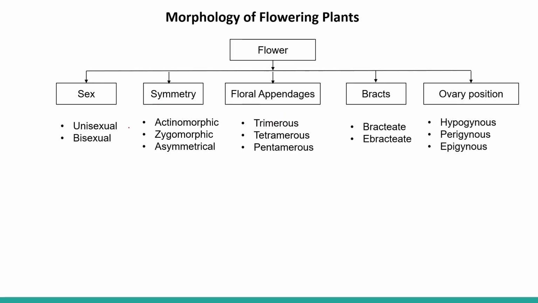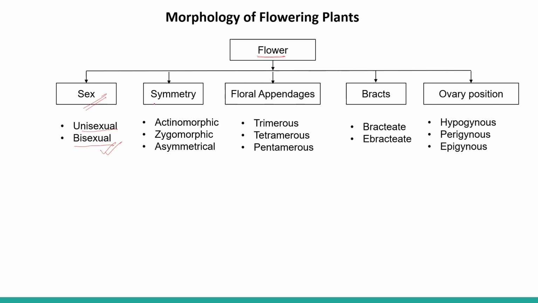So if we are studying the flower, then the flower will be studied under the following heads. The first one is the sex of the flower: unisexual flower and bisexual flower. We have two different types of flower. Unisexual flower means the male flower and female flower are separate. Bisexual flower means both male and female reproductive organs are present in the same flower.